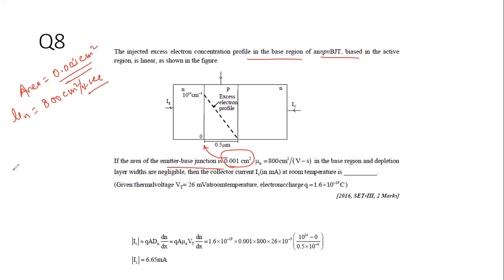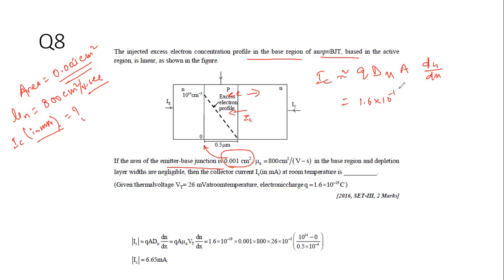then what is the collector current IC in milliampere? IC is the diffusion current, because in an NPN transistor there is a collection of electrons in this region. So IC is equal to q D_n dN by dx. This is your diffusion current.